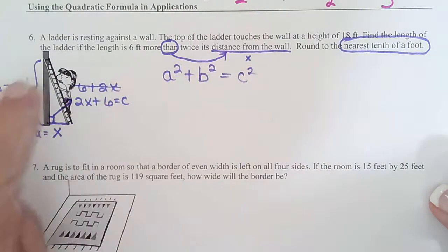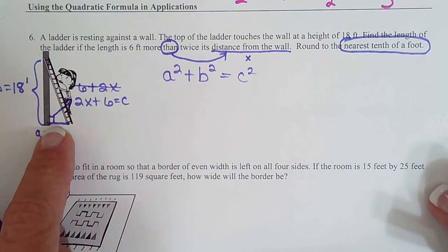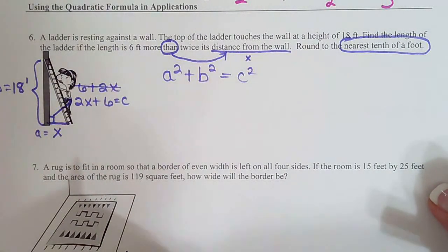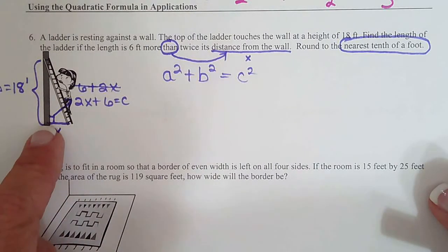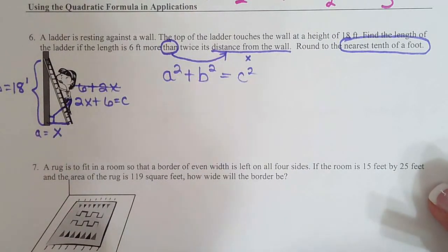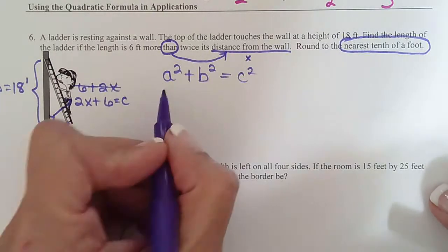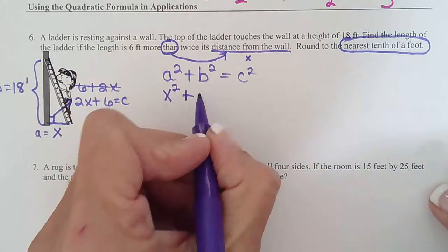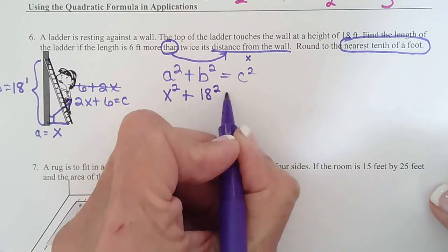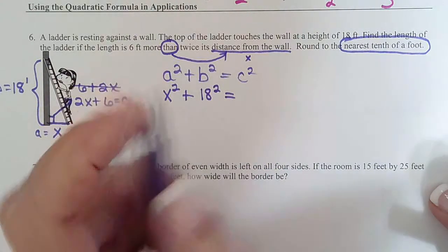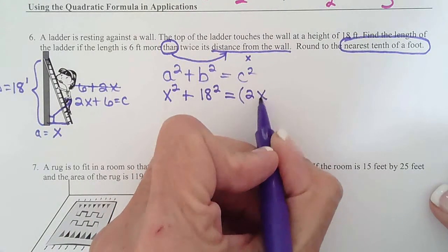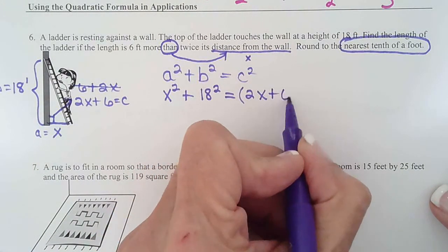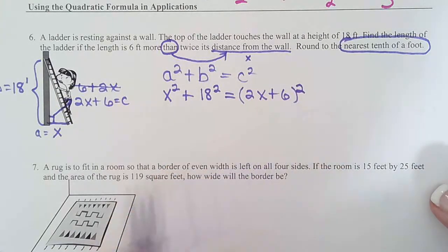And we can't assume that walls are right angles. That's why I put that box in there. So that's something that can be assumed. We're not climbing up the Leaning Tower of Pisa or anything. So in place of A, we're going to put X. So X squared plus, in place of B, we're going to put 18 squared equals 2x plus 6. All of that is squared. And we're going to run out of time, so I'll just stop right there and we'll pick up from that on the next video.